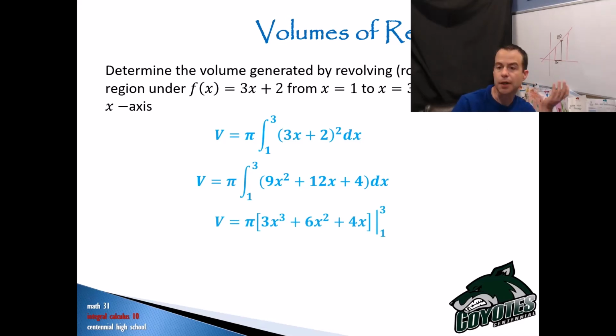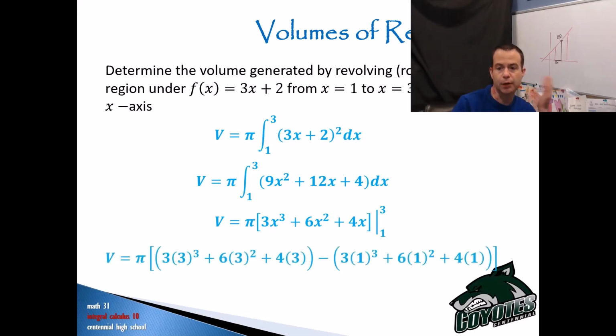So that means I'm going to plug 3 in, and then I'm going to plug 1 in, and I'm going to subtract them. When I plug 3 in, it's going to look like that. When I plug 1 in, so now you're just doing the math. This part's a little bit more mindless. You don't have to think as much. Typing all that in, you should get a volume of 134 pi units cubed. Leave your answer in terms of pi. 134 pi units cubed.